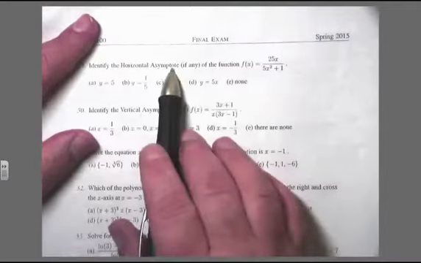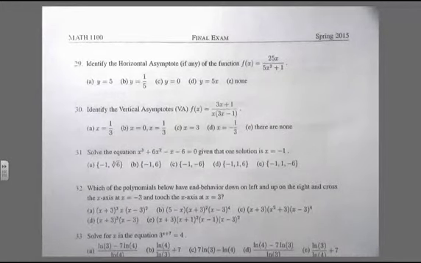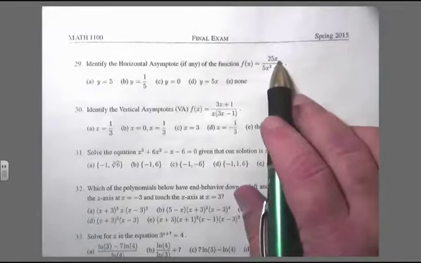Identify the horizontal asymptote. Horizontal asymptote is about the degree of the numerator versus the degree of the denominator. If the degree of the top is less than the degree of the bottom, then the answer is y equals 0. If the degree of the top is equal to the degree of the bottom, the answer is the ratio of leading coefficients. And if the degree of the top is greater than the degree of the bottom, there is no horizontal asymptote.